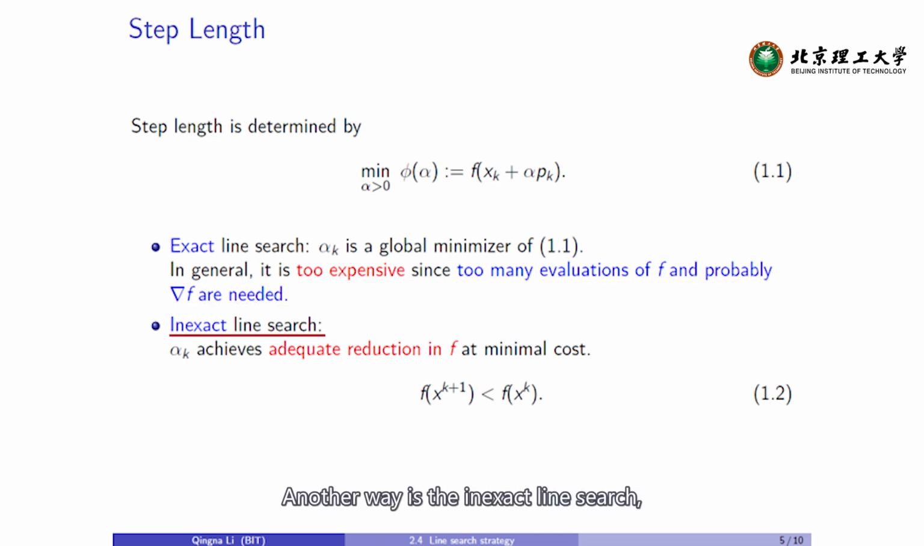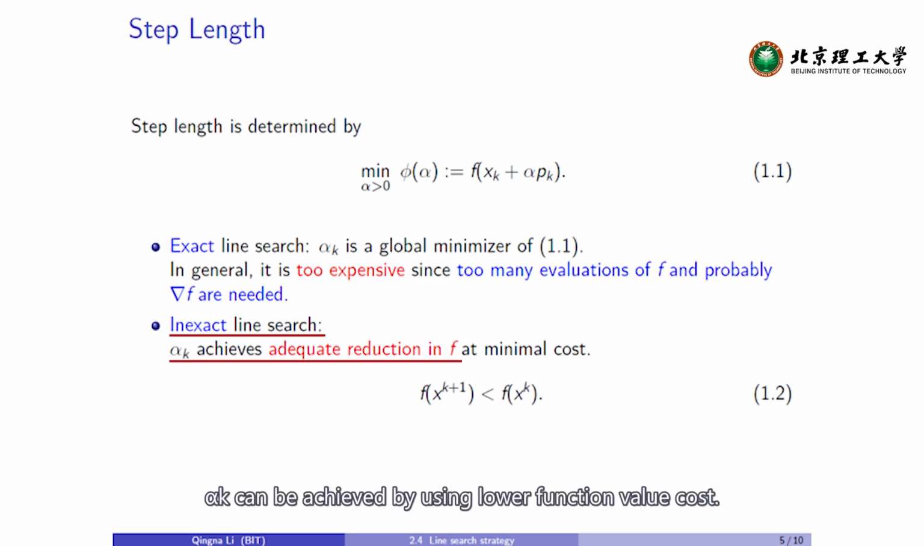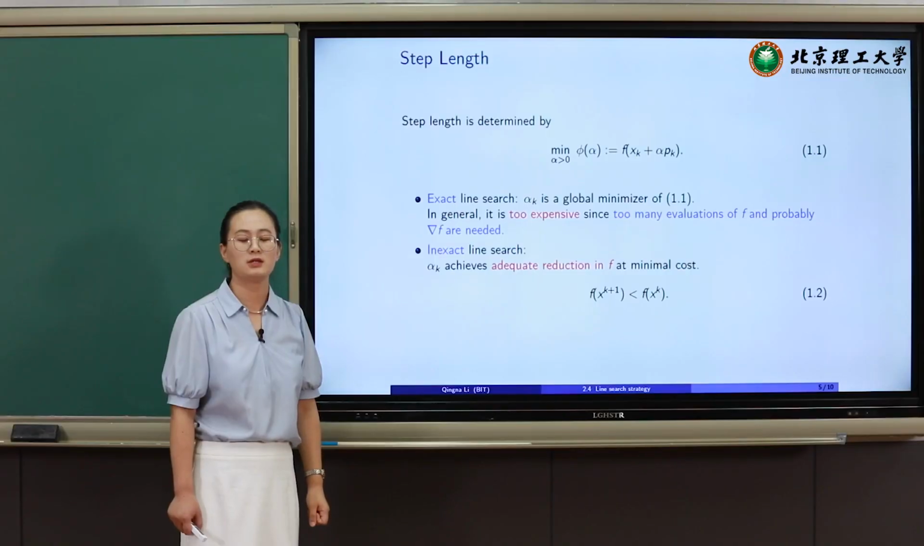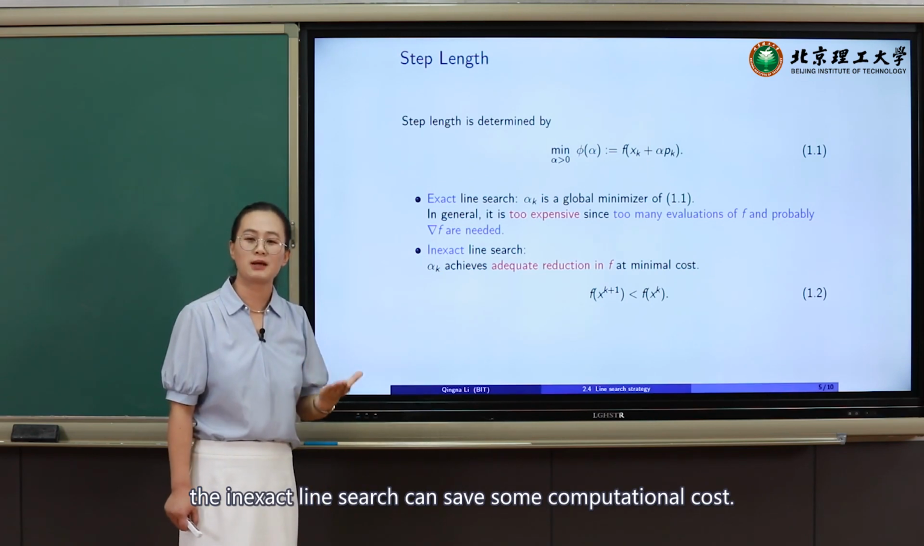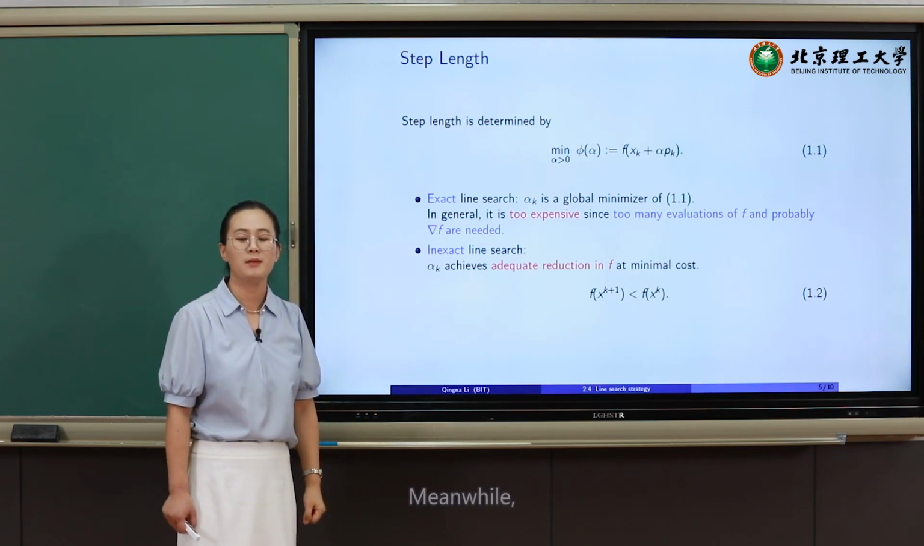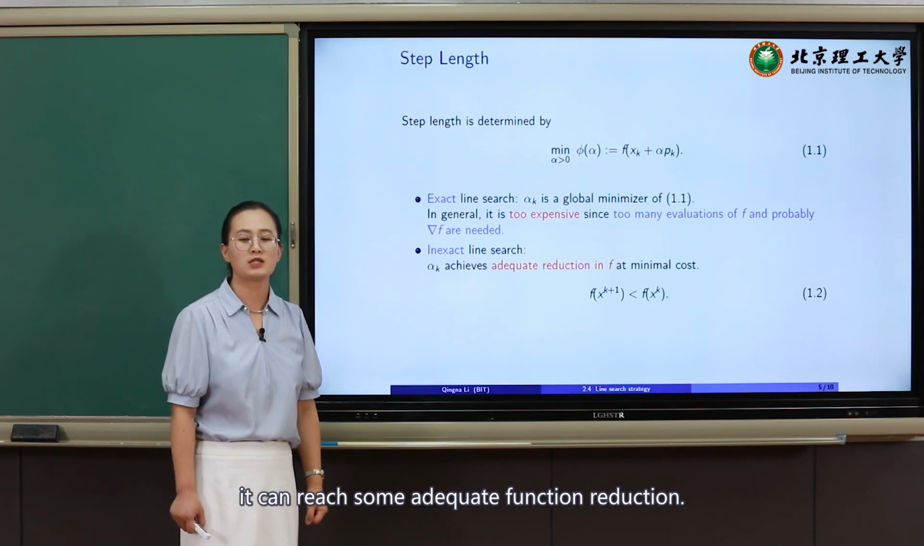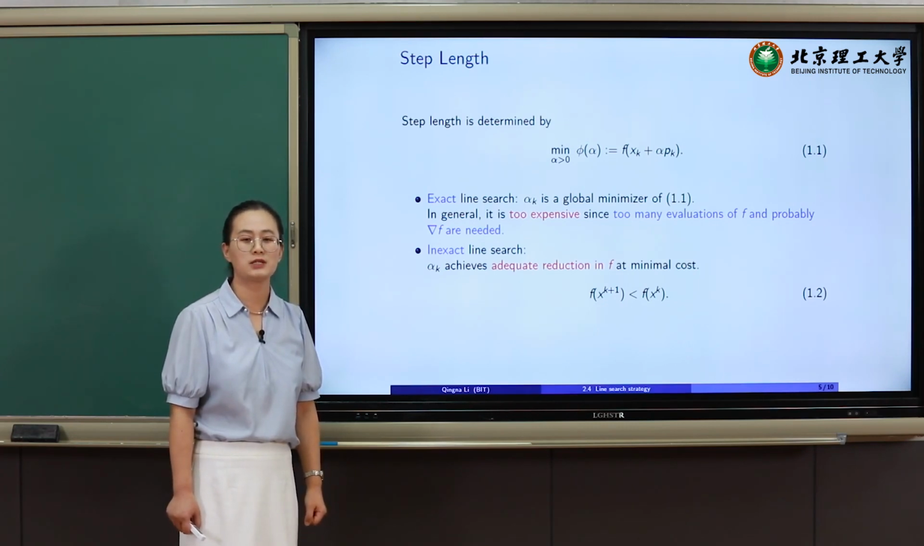For inexact line search, the decrease in function value is an adequate reduction, alright? So there is some adequate reduction in the function value. However, alpha k can be achieved at a lower function evaluation cost. Okay? In other words, the inexact line search can save some computational cost. Meanwhile, it can reach some adequate function reduction. Alright?